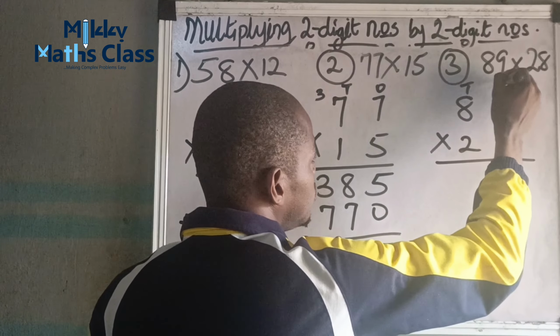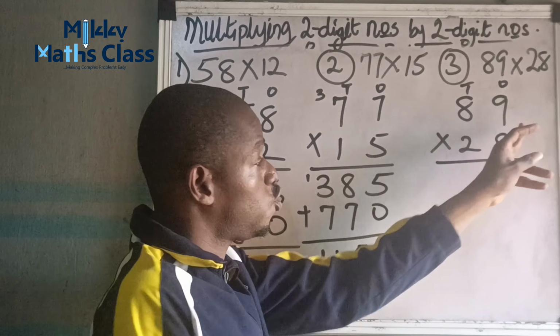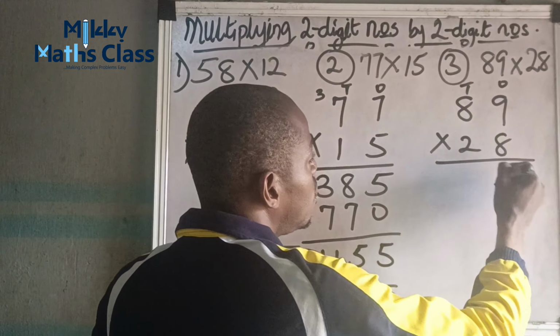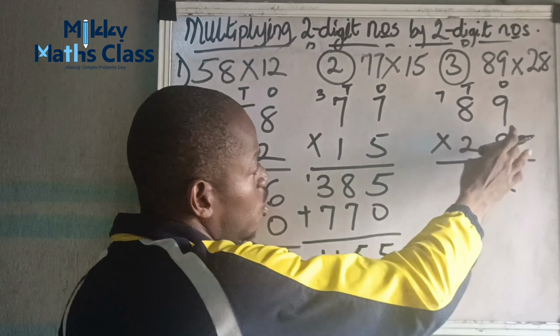And the last one, we have 89 times 28. This is the tens, this is the ones part. Now 8 times 9, that's 72. So we put our 2, we'll carry our 7.